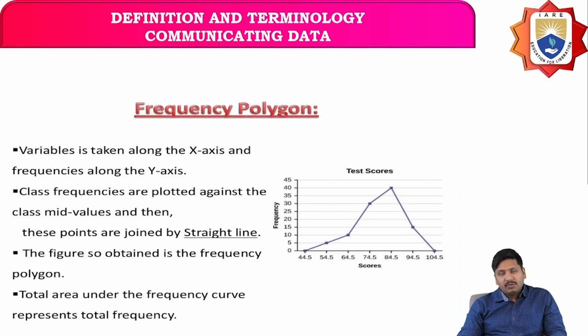The next one is the frequency polygon. Here also it is the same. The variables are going to be on the x-axis and frequencies along the y-axis, and the frequencies are going to be plotted against the class mid values, and these points are going to be joined by straight lines. The figure so obtained should be considered a frequency polygon, and the total area under the polygon represents the total frequency.